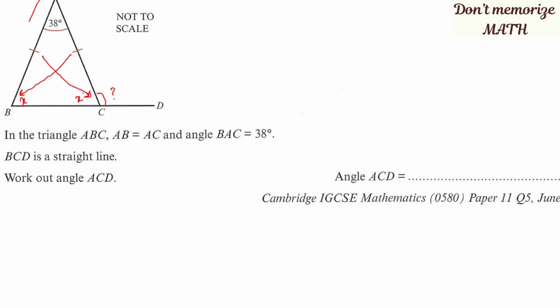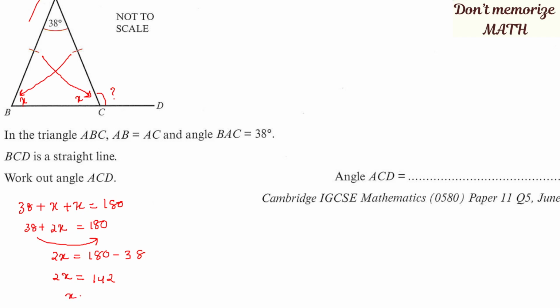If you are adding all the angles of a triangle, you will get 180 degrees. So you can write 38 plus x is equal to 180 degrees. So 38 plus x is 2x equal to 180. So we will move 38, it will become minus 38 here. So 2x is equal to 180 minus 38. So 2x is equal to 180 minus 38 is 142. So x is equal to 142 divided by 2, that is 71 degrees. So this angle we got 71 degrees.